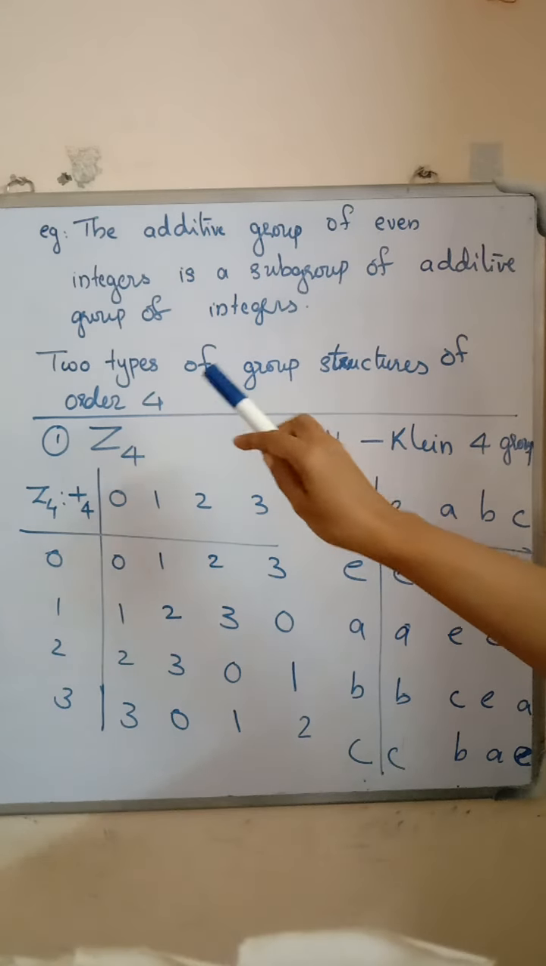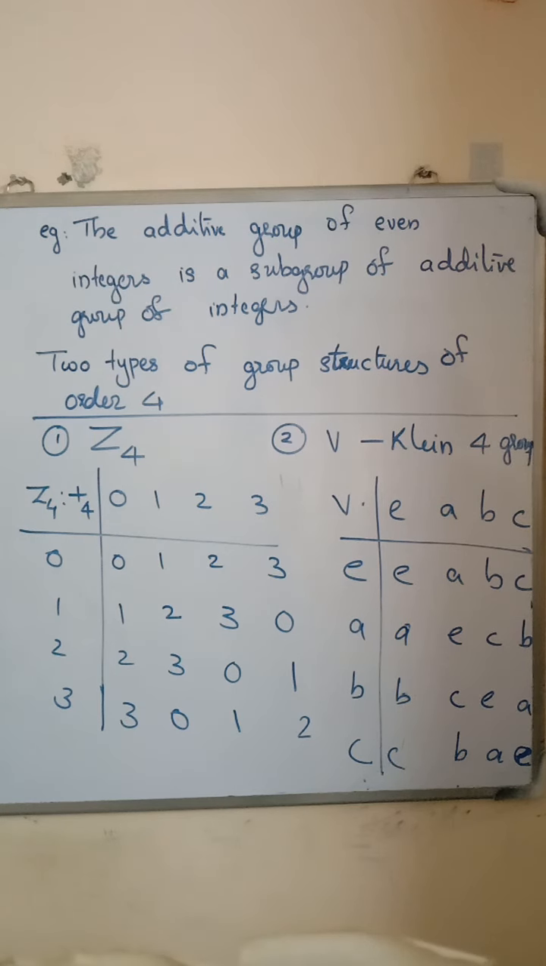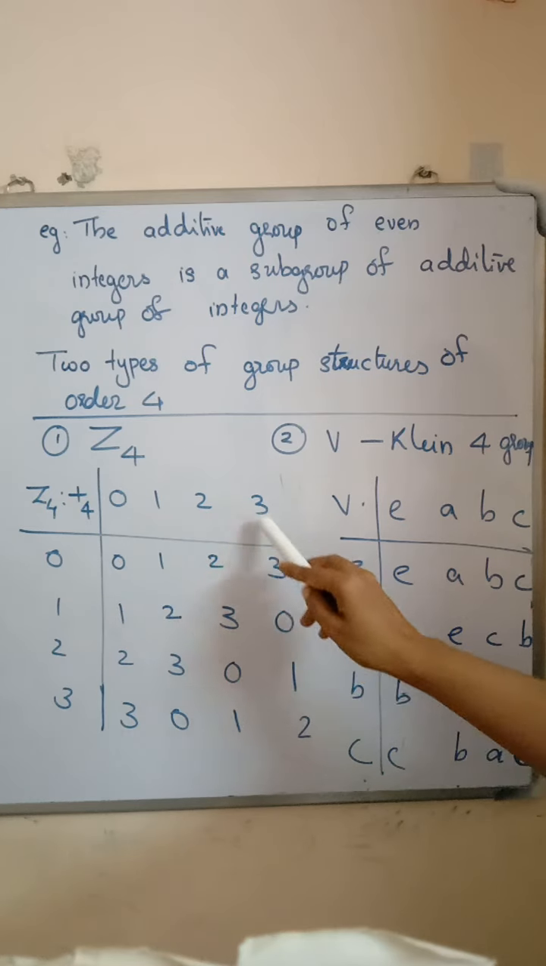Next we discuss two types of group structures of order 4. A group with order 4 means that the group has 4 elements. Number of elements in the group is its order. Z4 is an order 4 group. We know that the elements in Z4 are 0, 1, 2, 3.